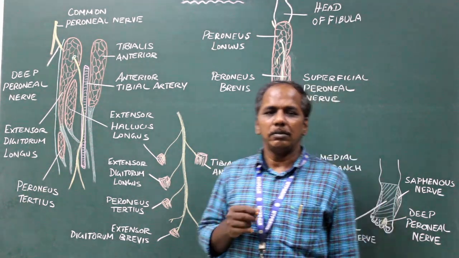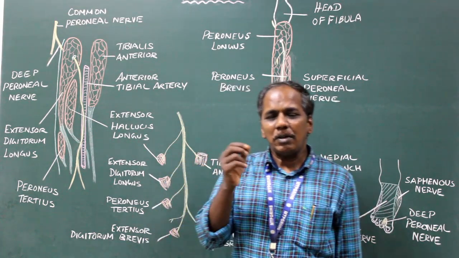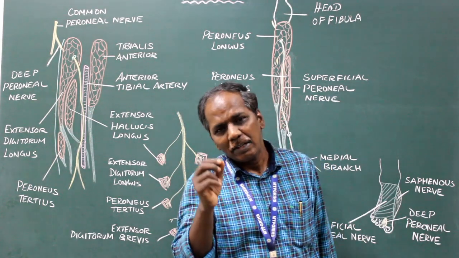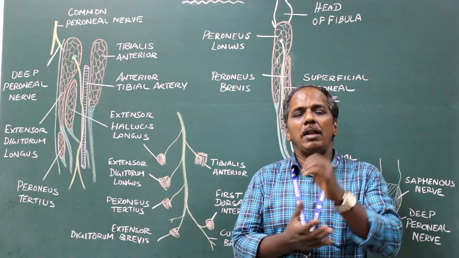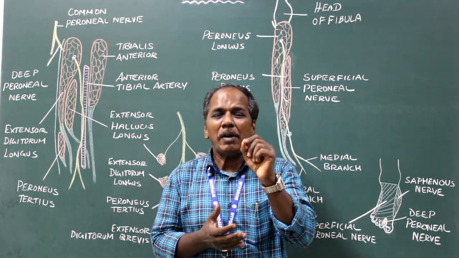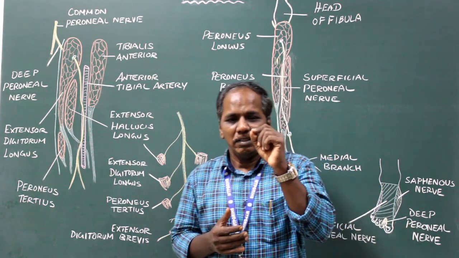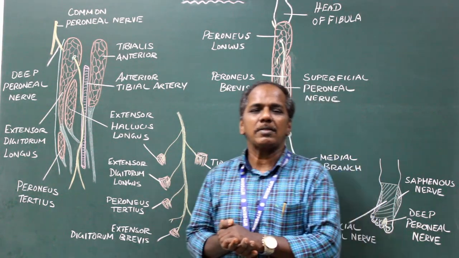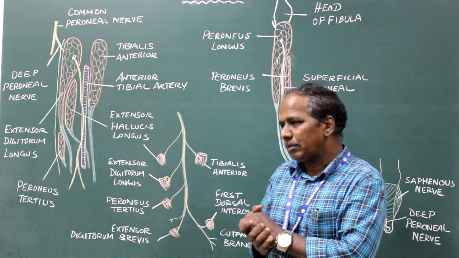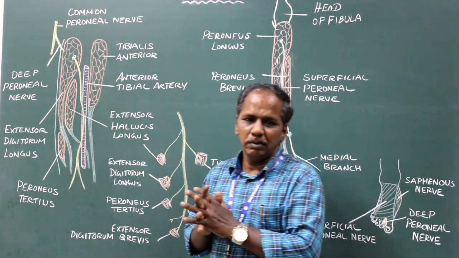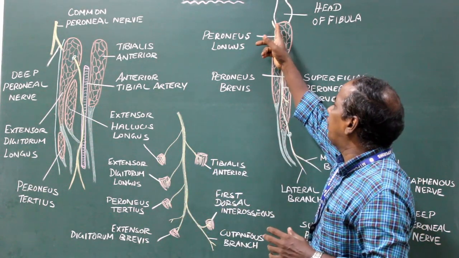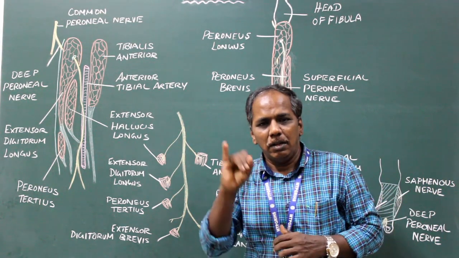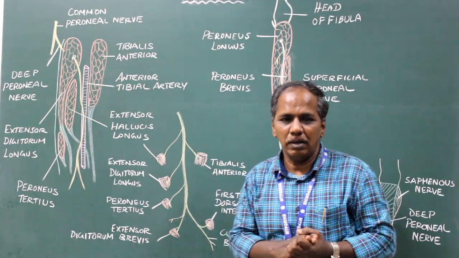Common peroneal nerve. It is one of the branches of the sacral plexus, or one of the components of the sacral plexus. Root value: it is formed by the dorsal division of anterior primary rami of L4, L5, S1 and S2 spinal nerves. The common peroneal nerve near the neck of the fibula divides into two branches, deep peroneal nerve and superficial peroneal nerve.